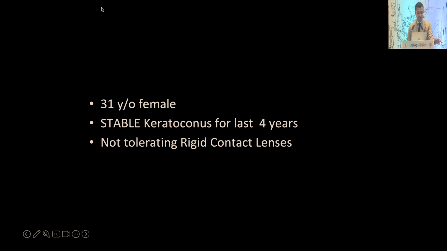So I'll start with this case over here. This is one of the few cases that I did in the beginning with Dr. Rohit Shetty at Narayana Nethralaya back in 2011. So it's not like it's new, but this is what it was being used for. Keratoconus patient. I had to really fetch out this case.